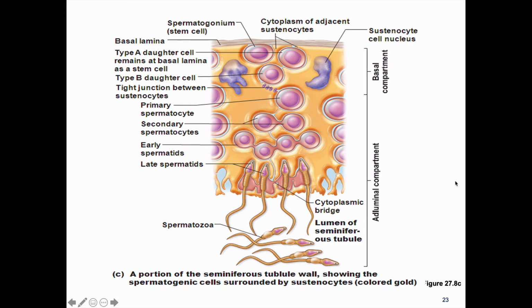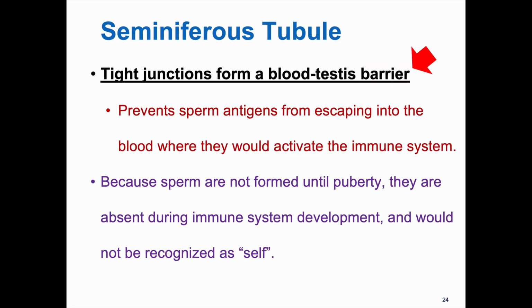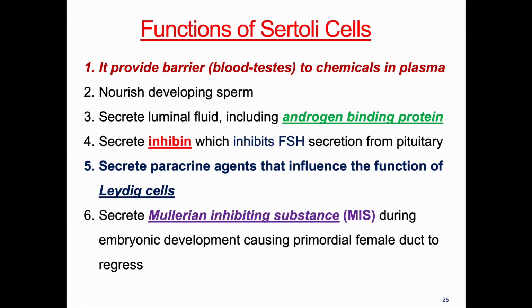Next, the tight junction forms a blood-testis barrier, which prevents sperm antigens from escaping into the blood, where they would activate the immune system. Because sperm are not formed until puberty, they are absent during immune system development and would not be recognized as self. So only after puberty will sperm cell production be present.